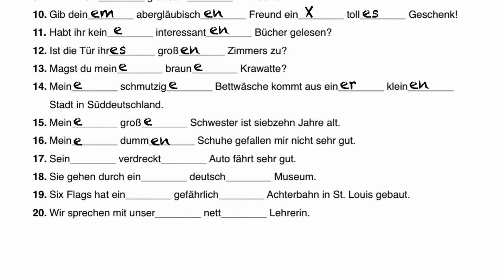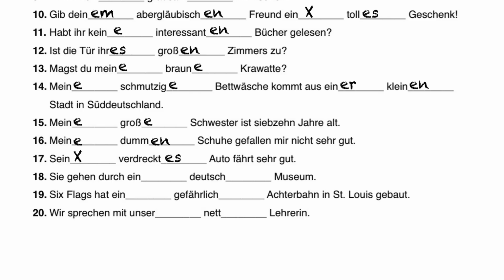Blank blank Auto fährt sehr gut. Auto is the subject of this sentence, and so here we have sein, which has no ending at the end of it because we have here a neuter noun in the nominative case, and then we have to show the gender of the noun on the adjective, which is es in this case. Sein verdrecktes Auto fährt sehr gut. His dirty car drives really well.